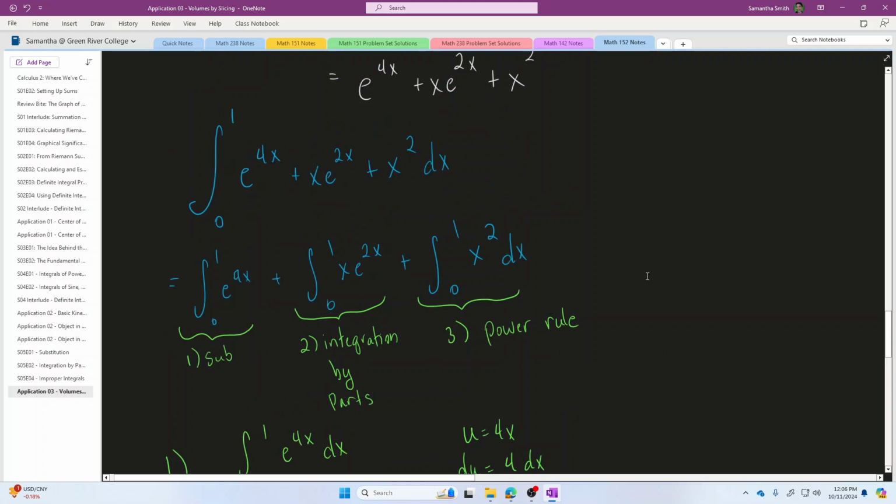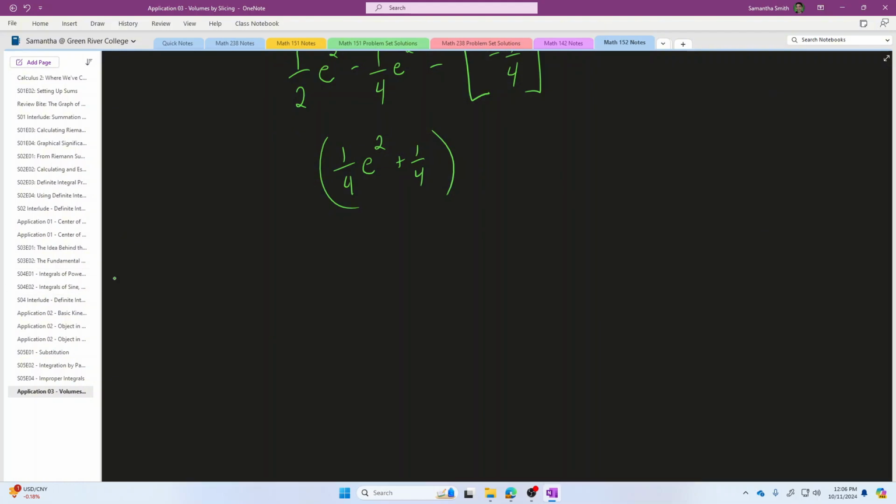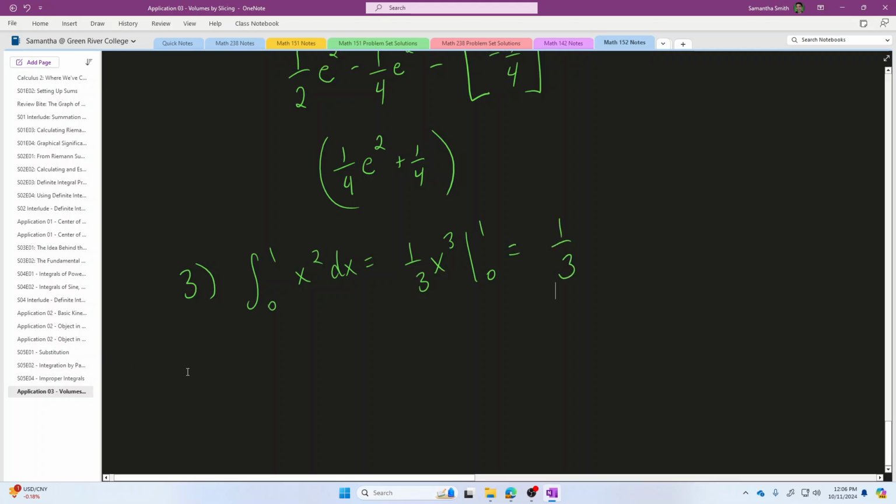The last integral is the easiest one to actually calculate. Integral from 0 to 1 x squared is just 1/3 x cubed evaluated from 0 to 1. So that's 1/3.